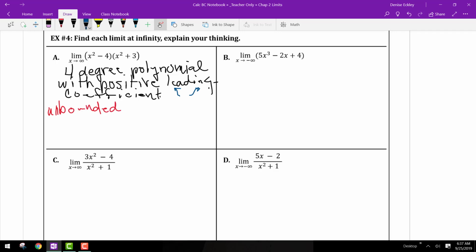So as x approaches infinity, the function increases without bounds.